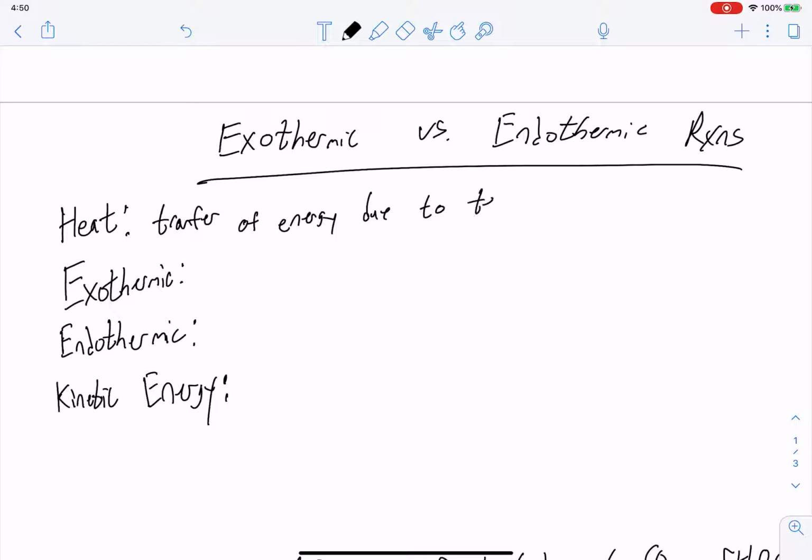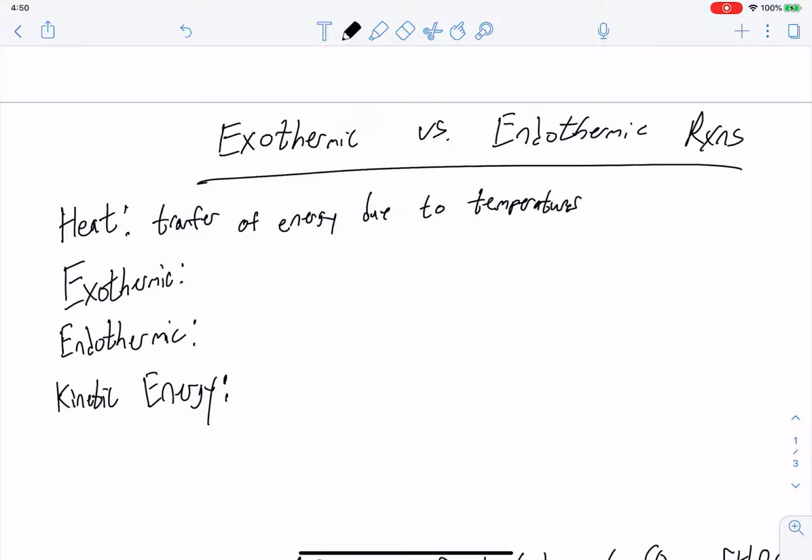Exothermic and endothermic reactions are two different ways that heat and energy move. So when we first talk about this, we want to make sure we have a good idea of the terms that we'll be seeing. So heat, for example, is a transfer of energy due to temperature differences.